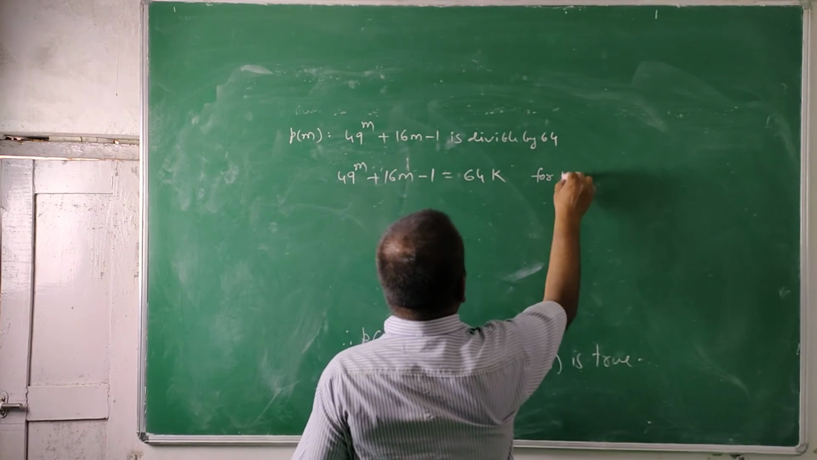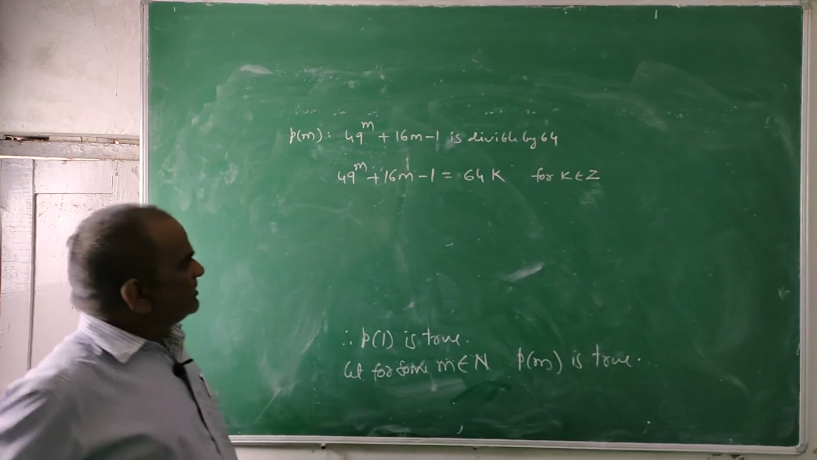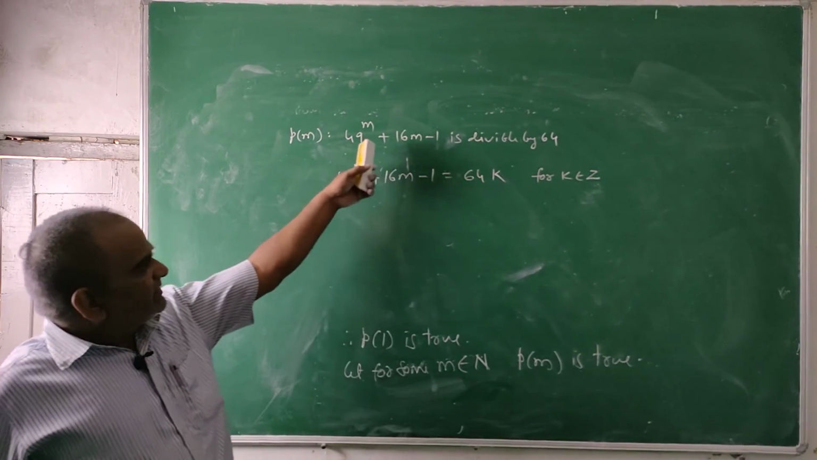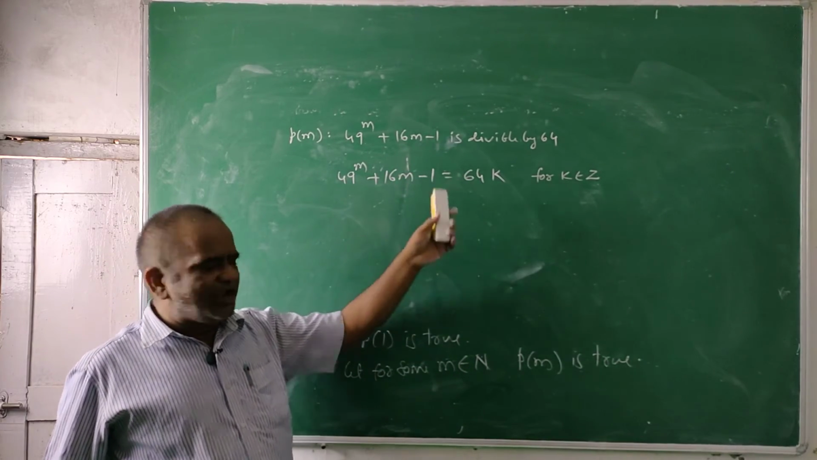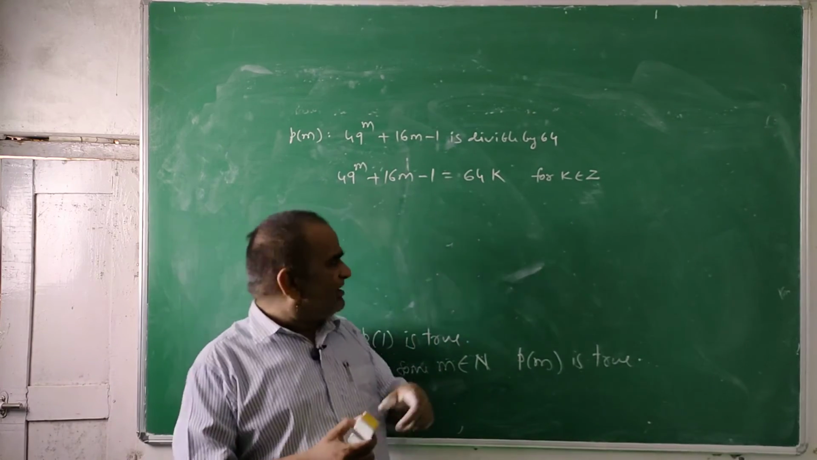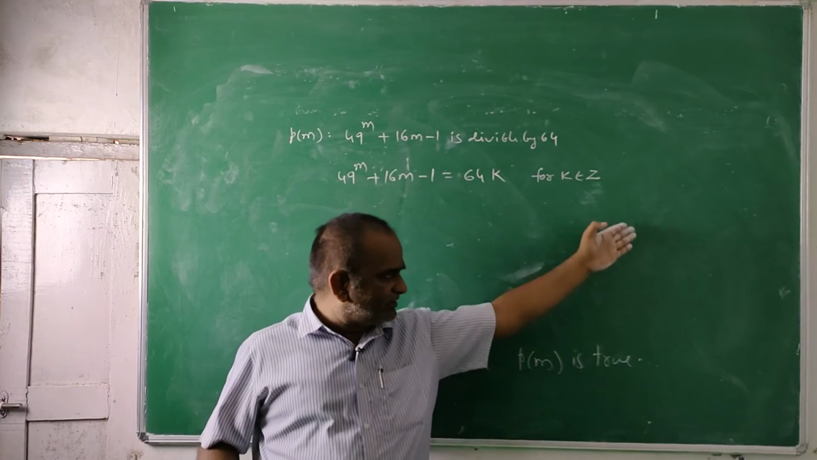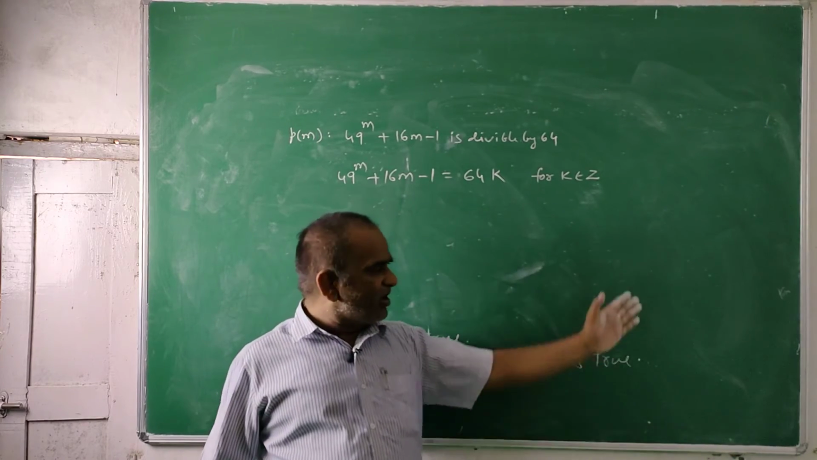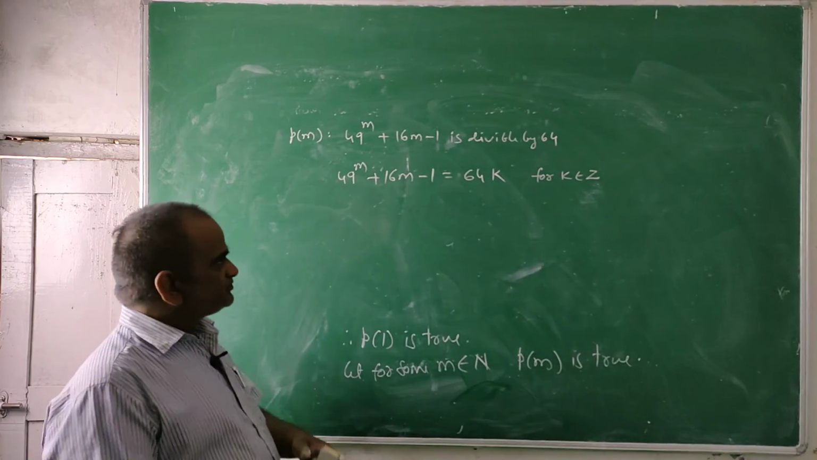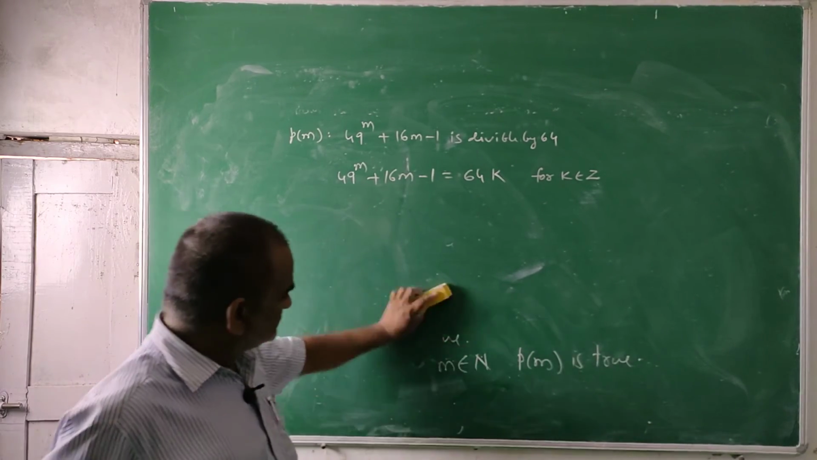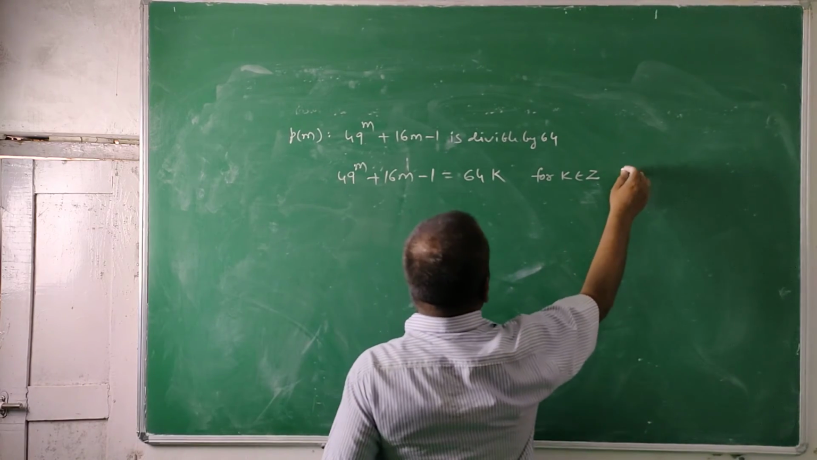In the previous problem, polynomials are involved. In the present problem, integers are involved. So, as this is divisible by 64, this is equal to 64 into k. See, if it is divisible by 64, it is obviously a multiple of 64. We have seen the division algorithm, because the remainder would be 0. So this is step B.